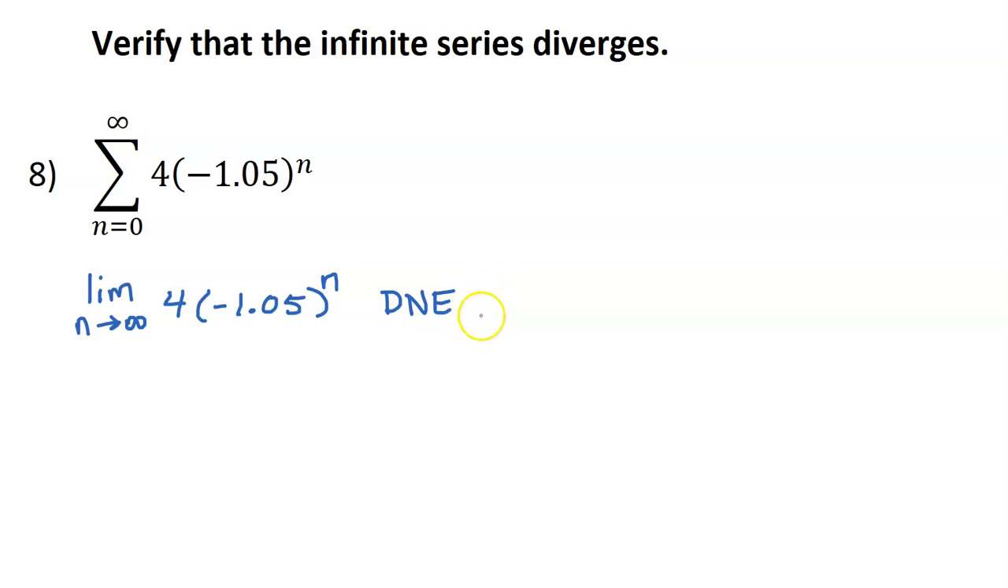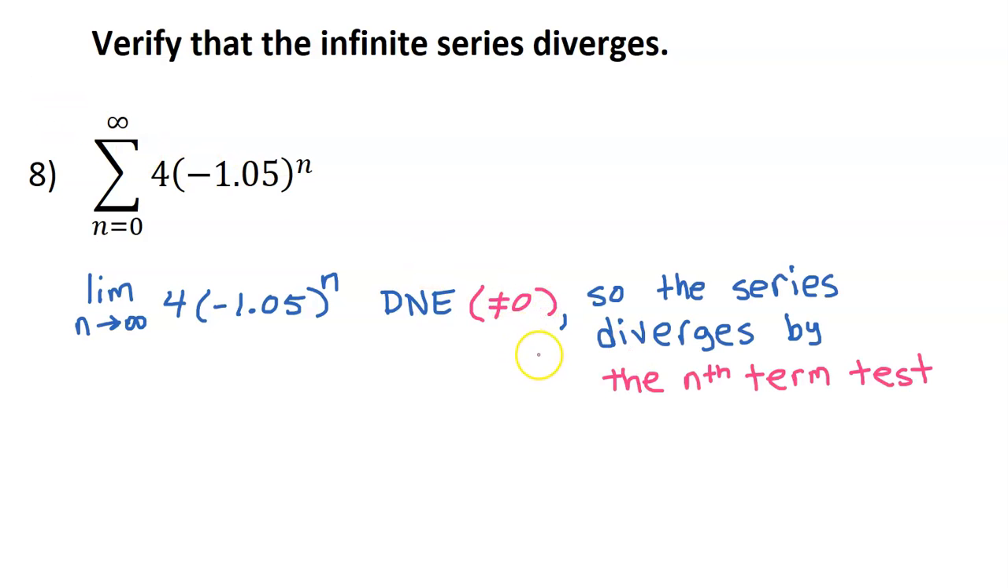I'm going to put this next bit in red for emphasis. It's not enough to say that the limit does not exist. What matters is that the limit does not equal 0. So put this in parentheses. Does not equal 0. We conclude by saying, so the series diverges by the Nth Term Test. I put this last part in red to emphasize that you have to state by name which test you're using.